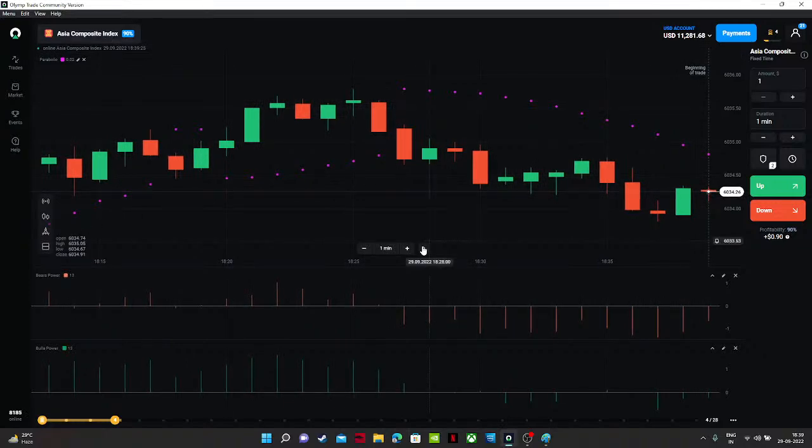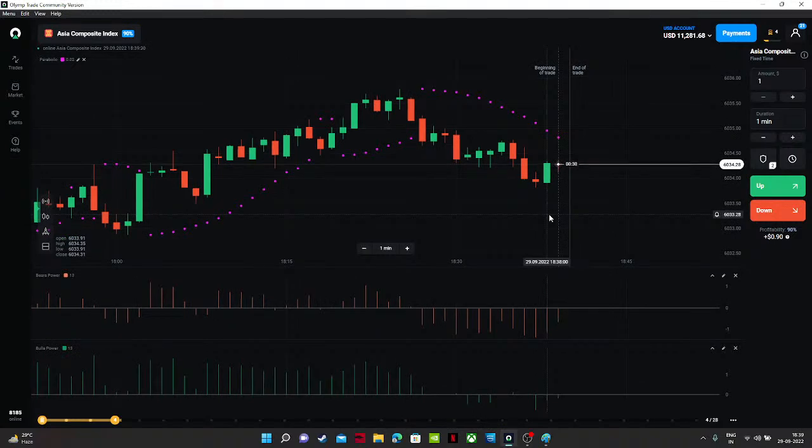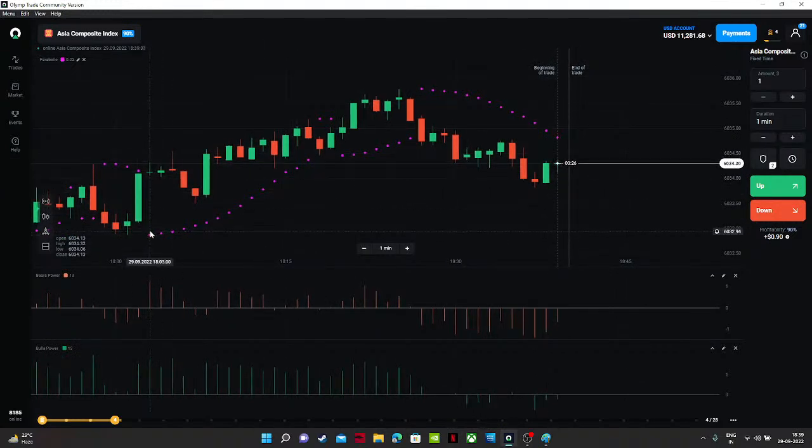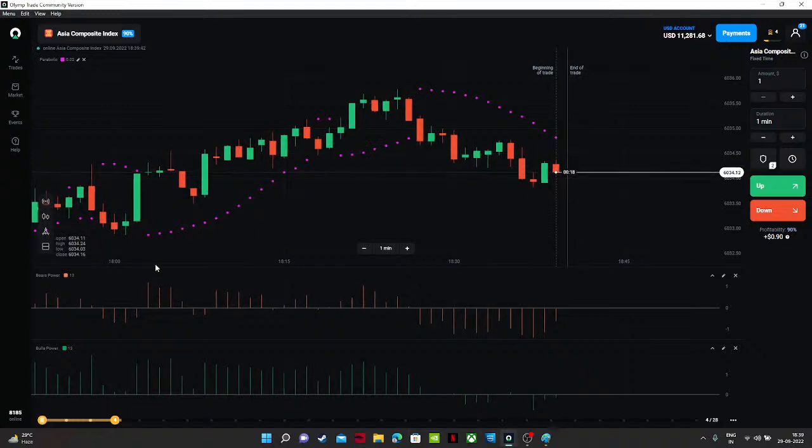Similarly, if you want to enter into an upside trade, if the parabolic dot is giving a signal of an upside trade, you will look down here. If the bear's power and bull's power, both of them are above the zero line, you might enter into that particular trade.